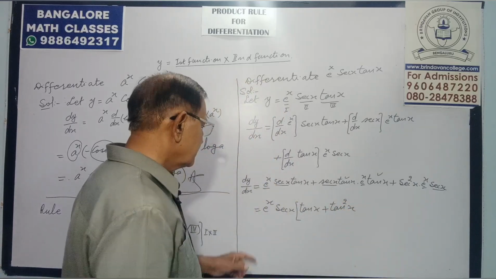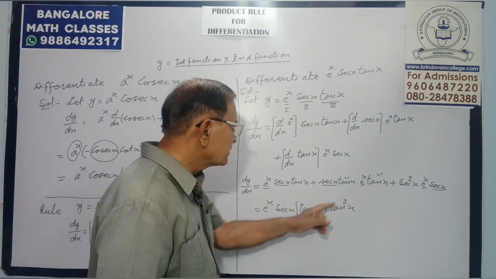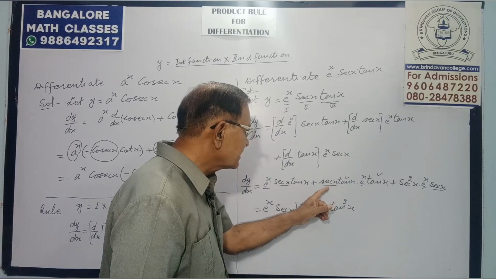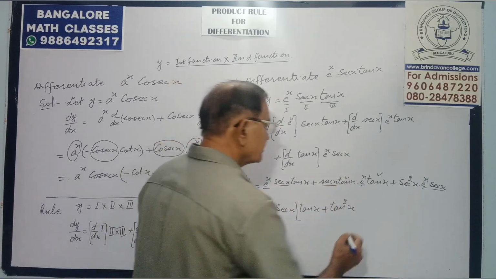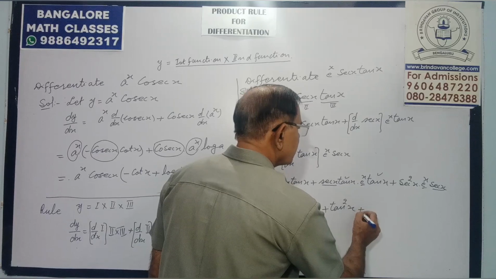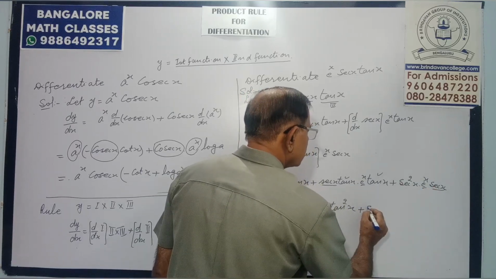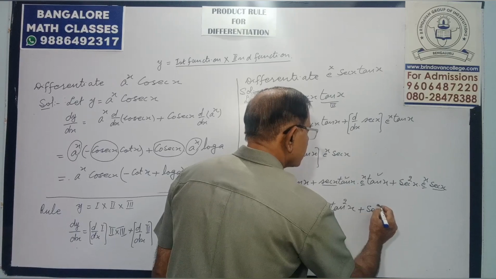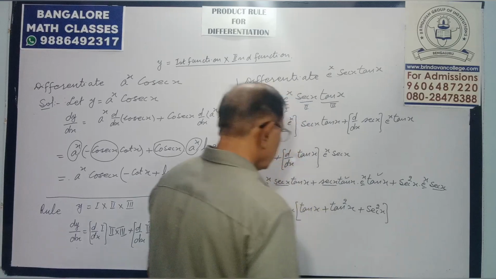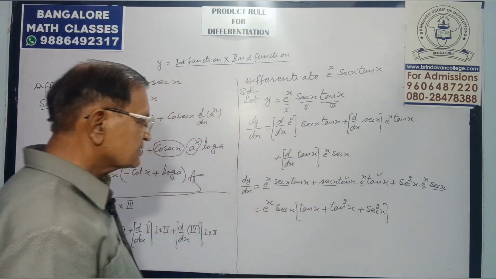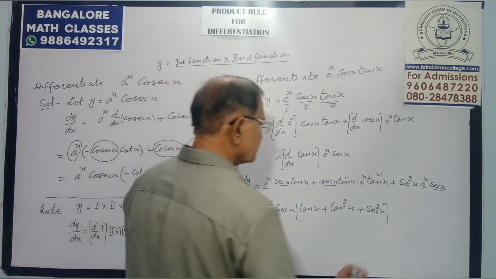See here, e power x secant x common, we are left with tan only. e power x secant x common, we are left with tan and tan square x, plus e power x secant x common, we are left with secant square x. So next no adjustment is possible, so that will be the answer.